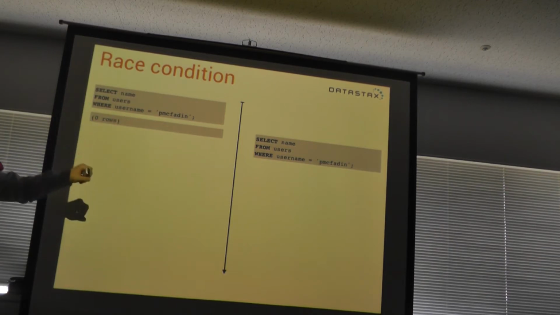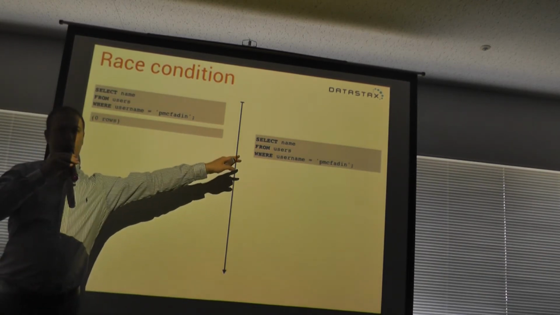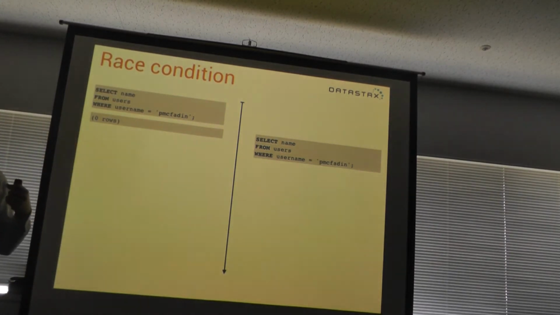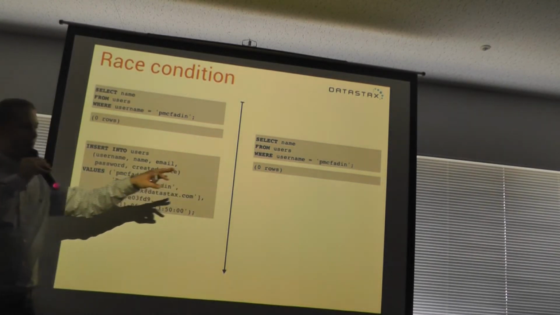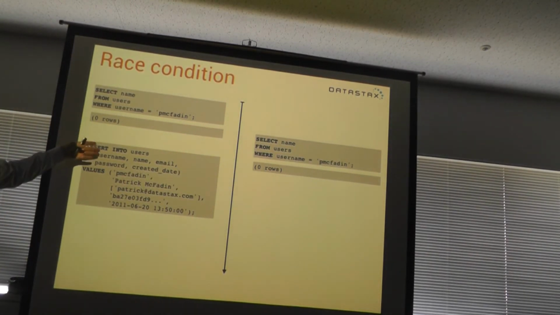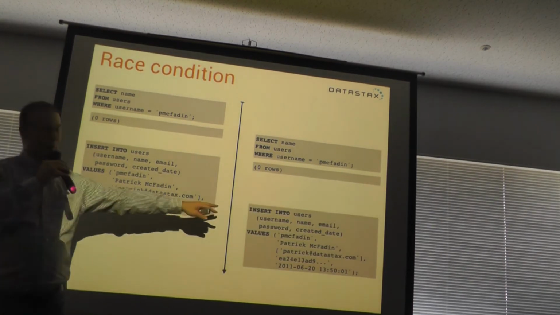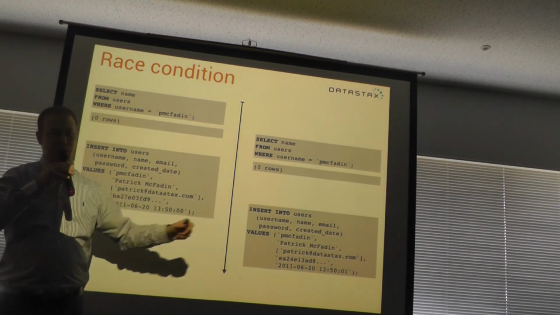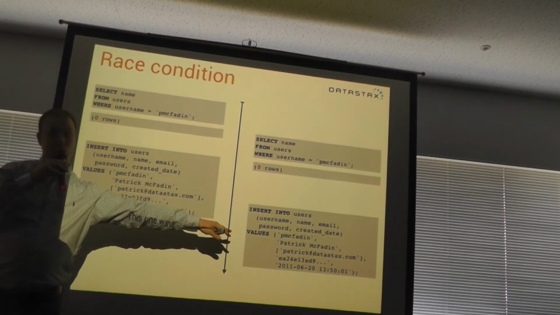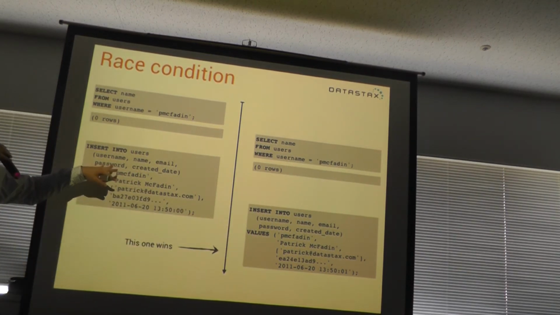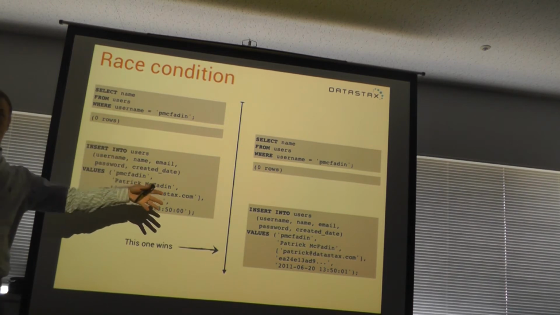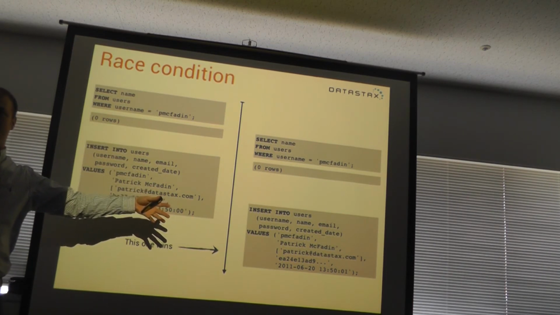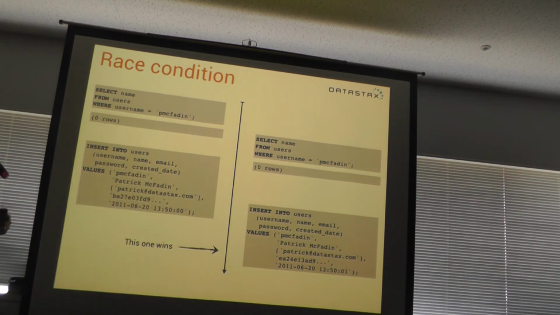Meanwhile, the second user performs the same query and asks, does this user exist? Cassandra says, no, it does not. The first one says, okay, well, let's create the user. And the second one says, I want to create the user as well. So the second one actually overwrites what happened with the first. Because there was no locking, I was able to basically introduce a bug into my application.